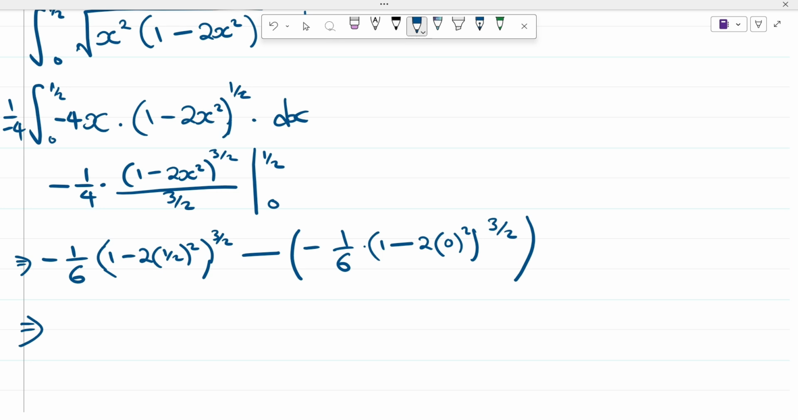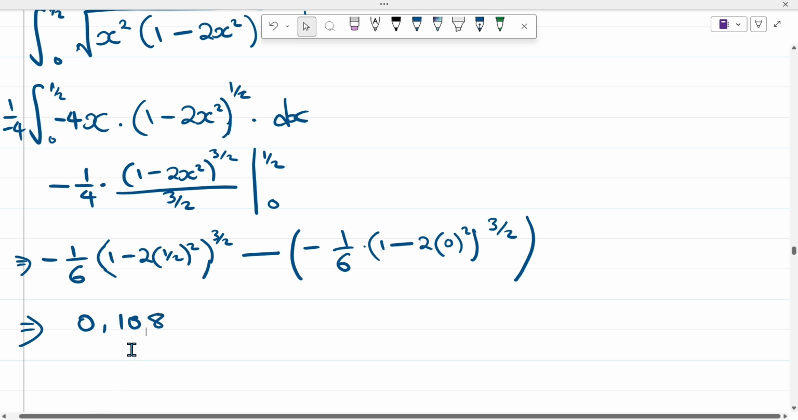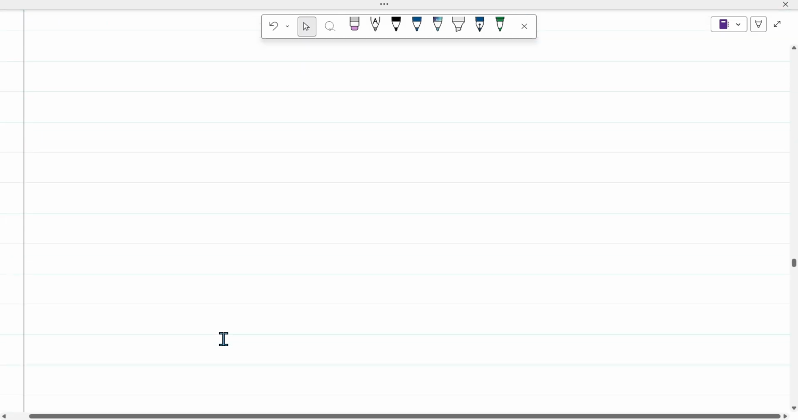And then you say minus, that's going to be a plus, and then 1 over 6 multiplied by 1. When you press on your calculator, you should be able to get something like 0,108. So yeah, I hope you got it. It's an easy one.